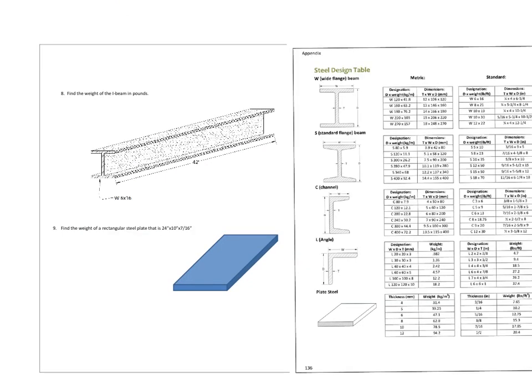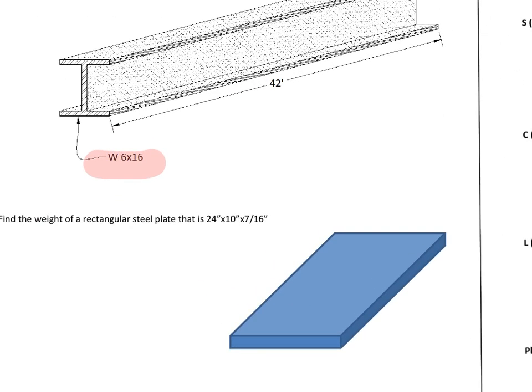Our next problem is going to be with a steel design chart. All right, so these are kind of broken up. We have two different types: we've got beams and we've got plates, so we have to treat them differently. When we have beams, the weight of a beam comes from its length, like this 42-foot length. All right, so this type of beam is a W6 by 16 beam.